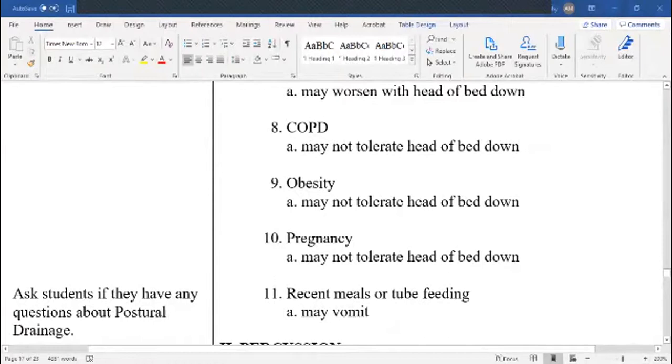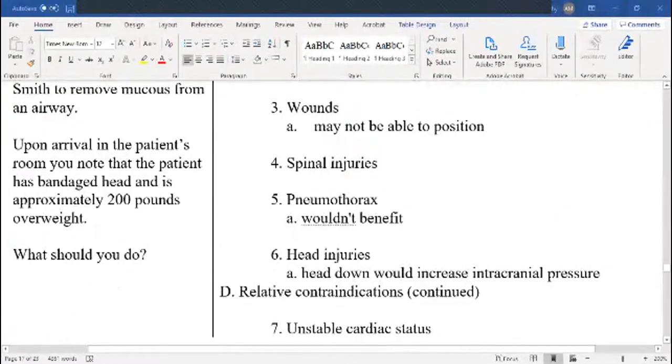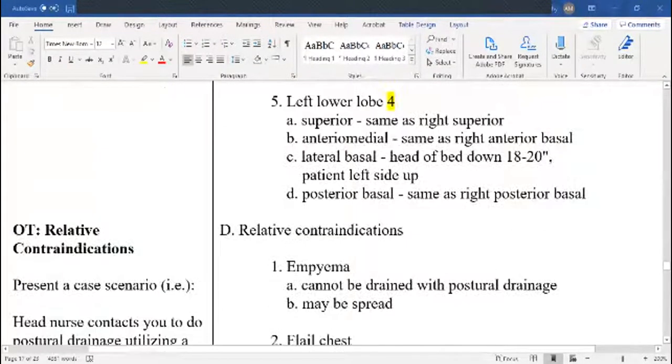If they just ate a steak and potatoes and ice cream and all that, here you come talking about, I'm going to need you to be in Trendelenburg. Put his head down and what might he do? Vomit. Yeah, he might vomit all on you and inhale it, okay? So those are some of the contraindications of postural drainage, right?